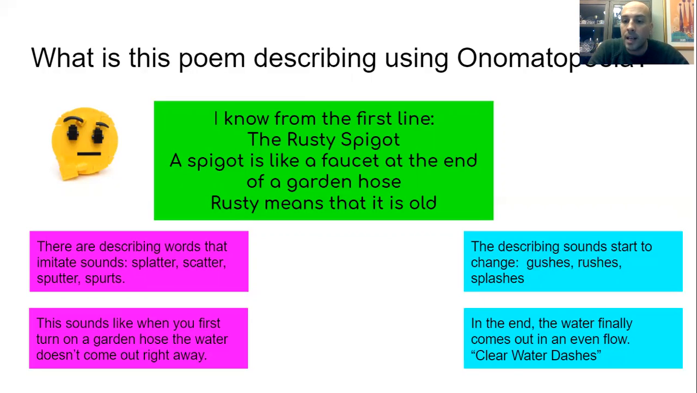The describing sounds start to change, don't they? As we get through the poem, they change from spattering and scattering and sputtering to gushing and rushing and splashing. Gushes, rushes, splashes, all more words that we heard. In the end, the water finally comes out in an even flow, and verbatim, the words from the end of the poem were clear water dashes.